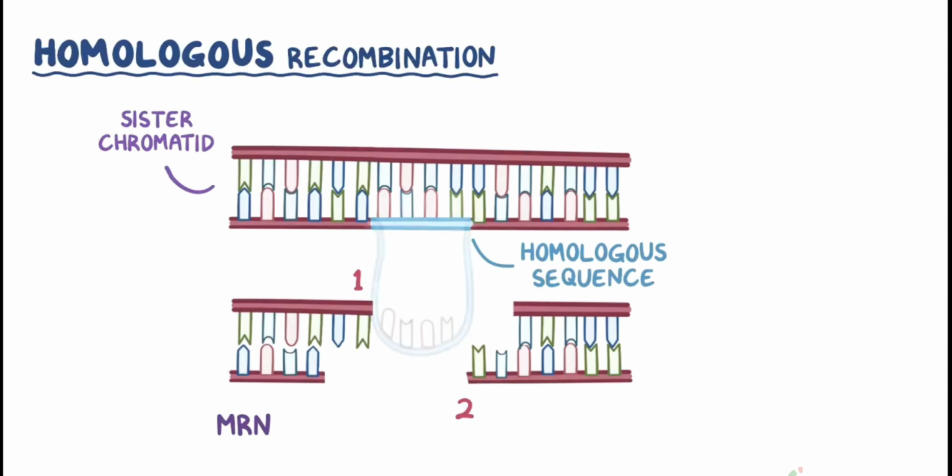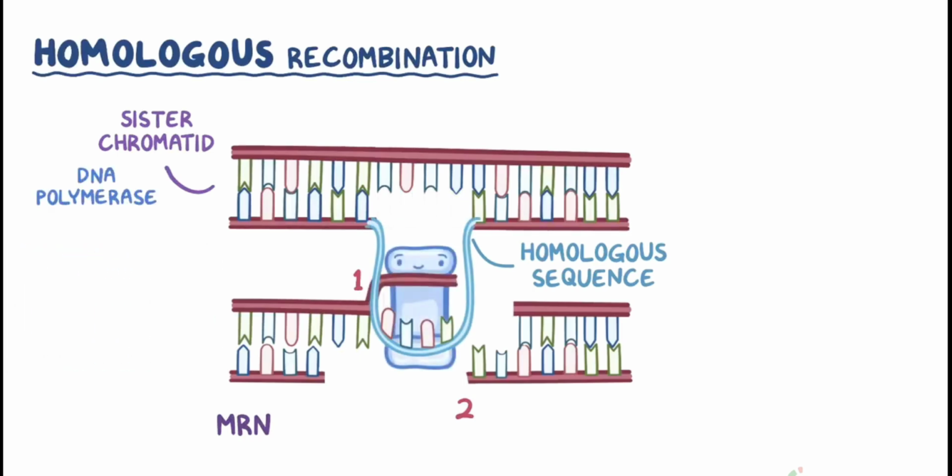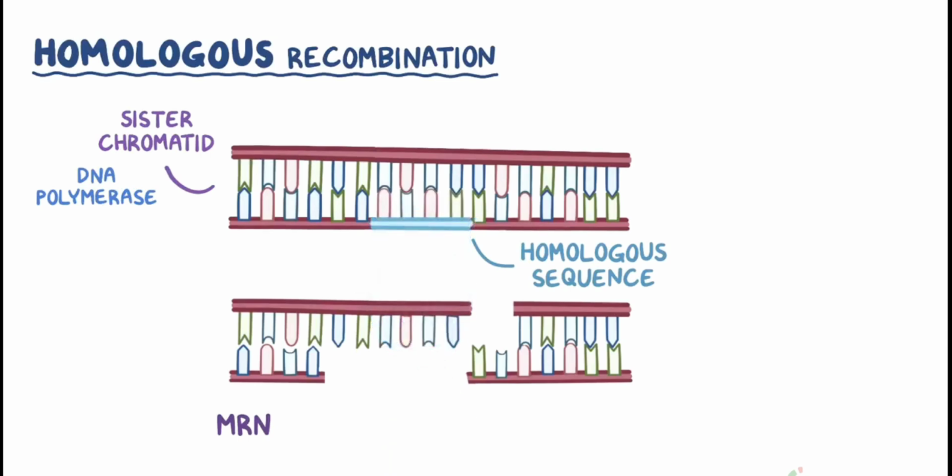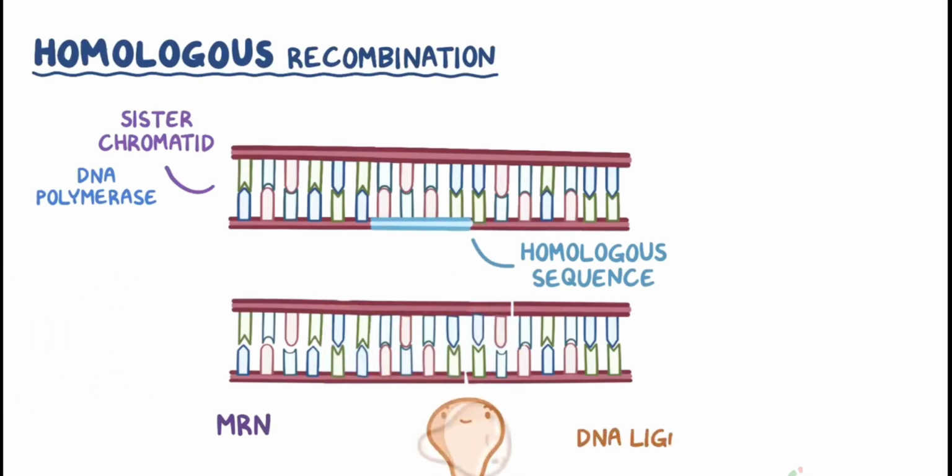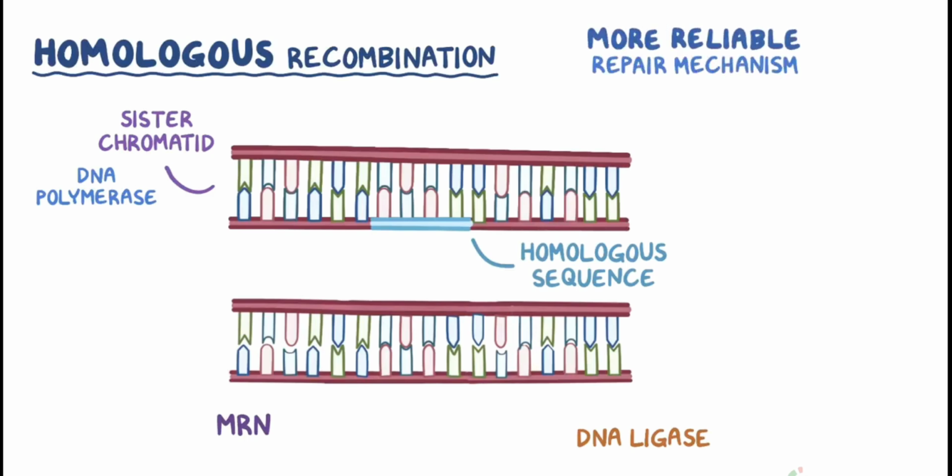End 1 then pairs up with the complementary strand of the intact homologous DNA region, creating a loop in the homologous DNA. Then a DNA polymerase synthesizes nucleotides to extend end 1 until it reaches a sequence that's complementary to end 2. Then end 1 releases the homologous DNA and its last few nucleotides bind to the last nucleotides of end 2. Finally, DNA polymerase fills the gaps on both sides of the union, and DNA ligase seals the bond. Since homologous recombination uses a sister chromatid as a template, this is a more reliable repair mechanism than non-homologous end joining, because there's no loss of nucleotides.